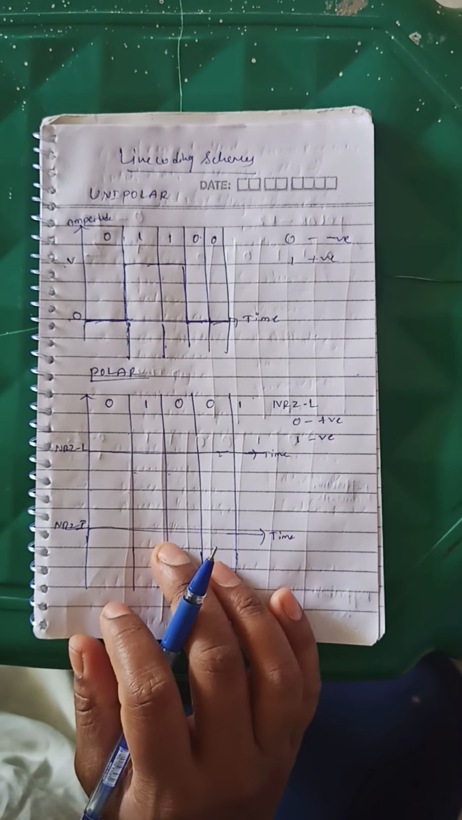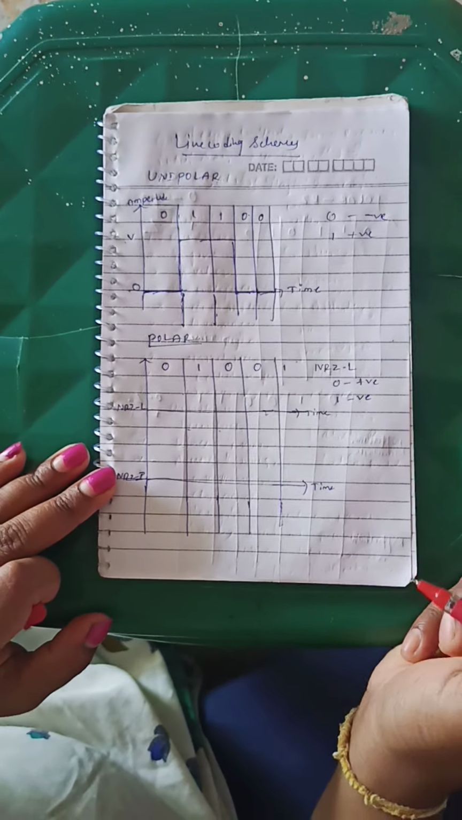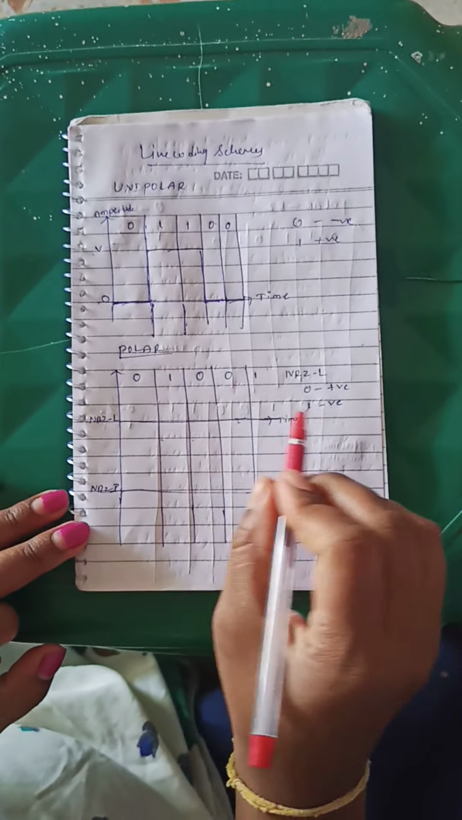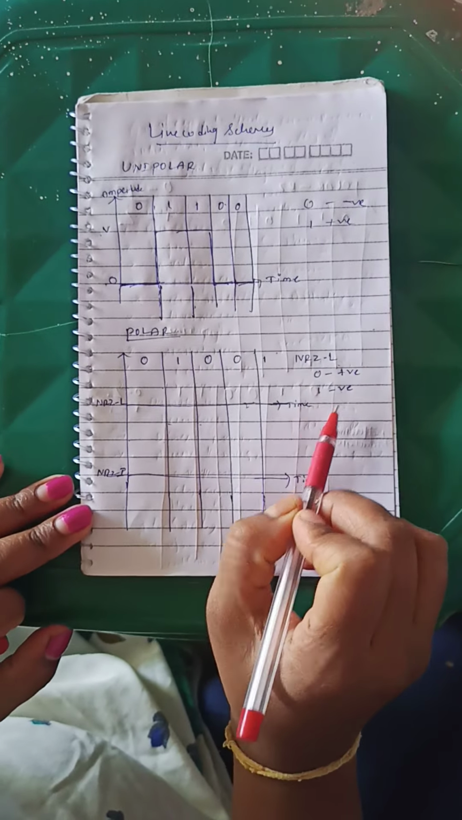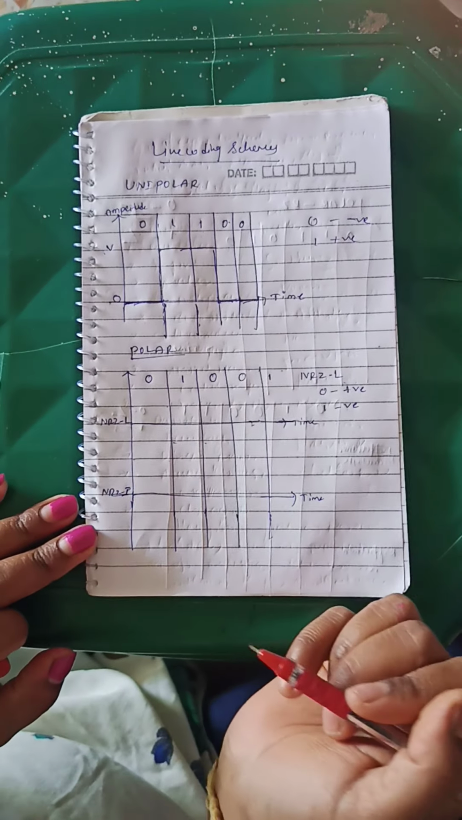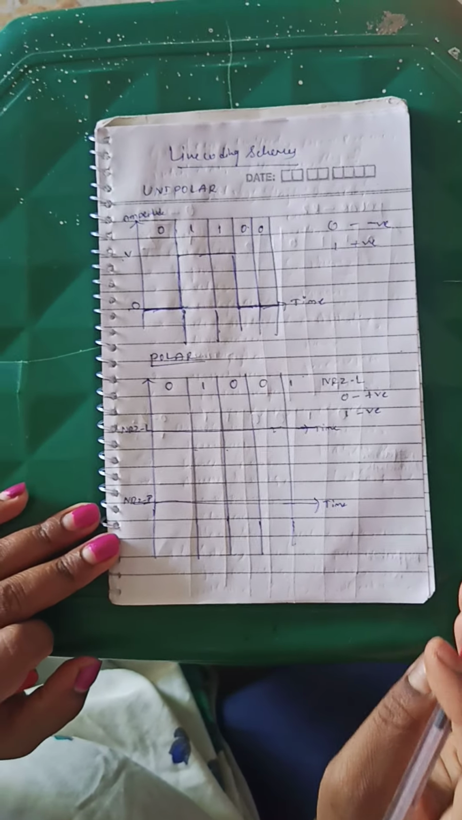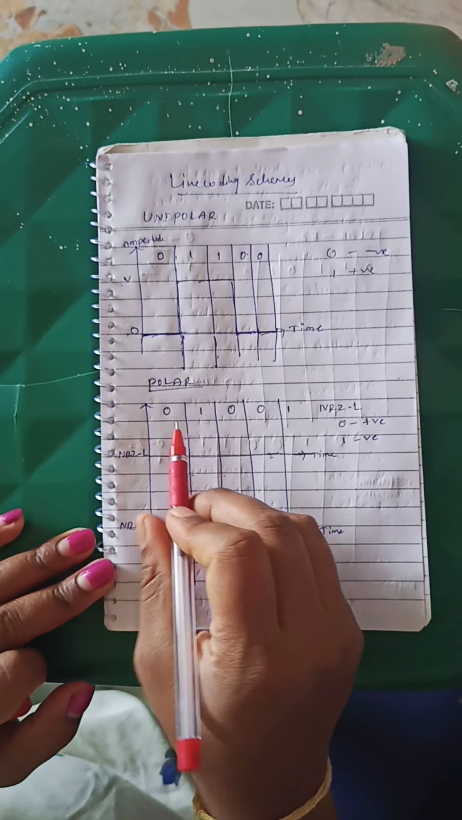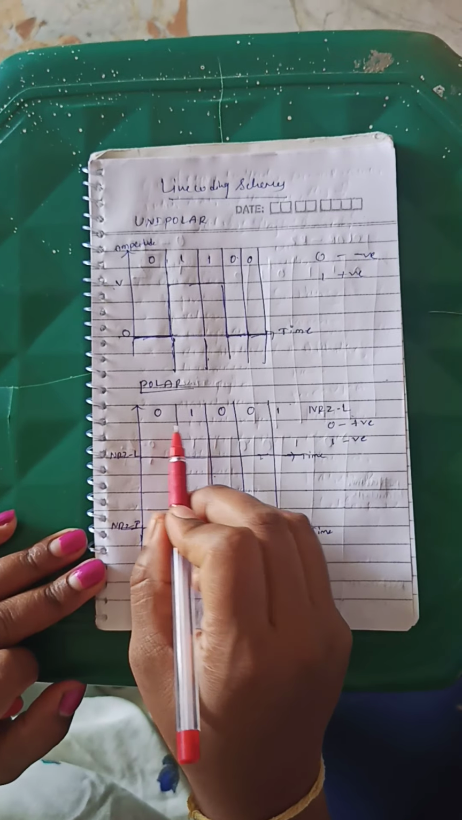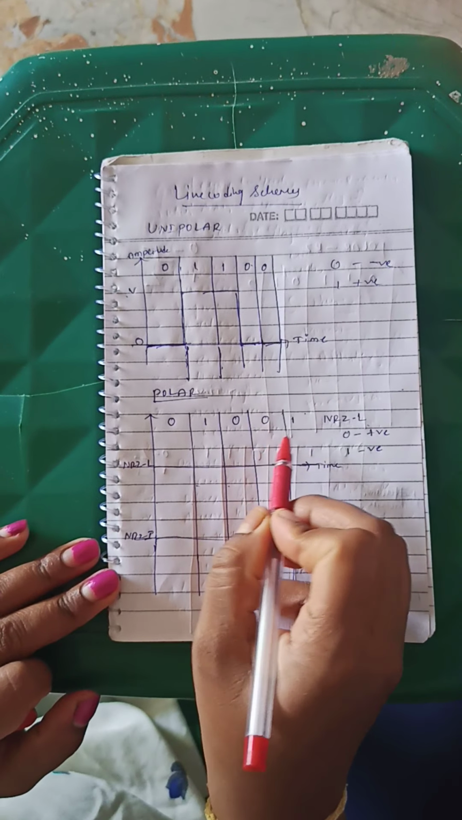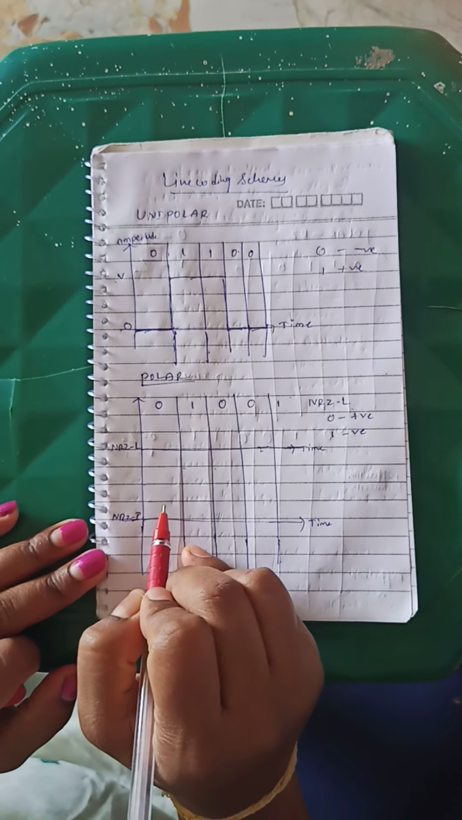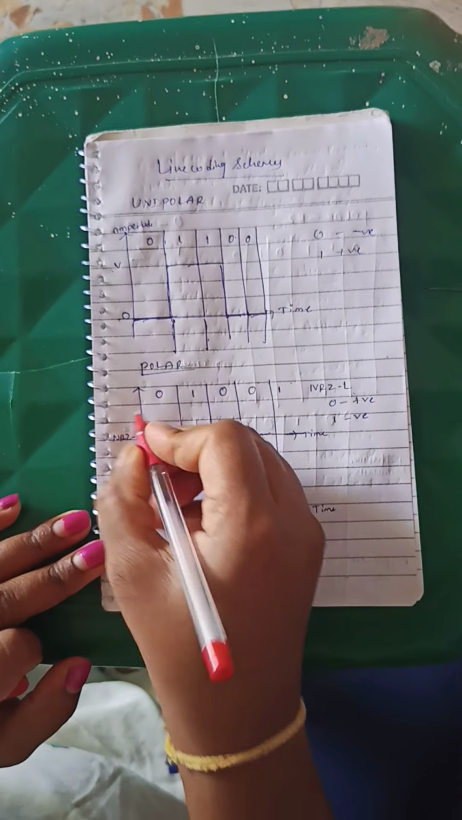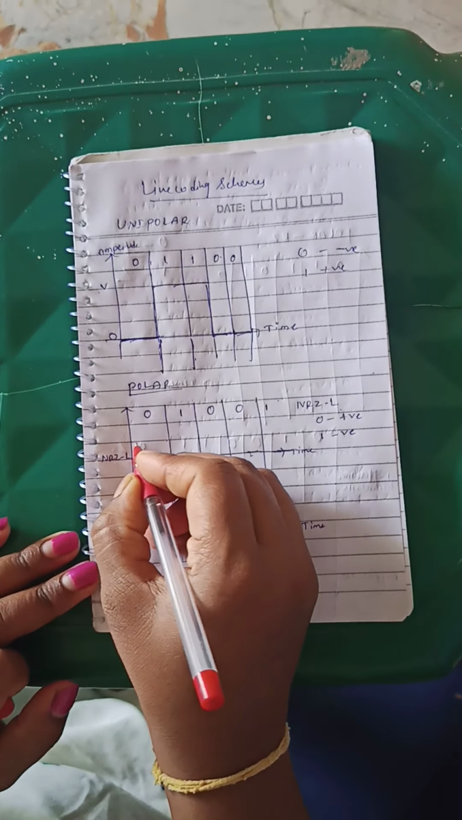Then I'll move on to the polar technique, in that polar NRZ-L and NRZ-I. I said previously that NRZ-L is non-return to zero level. Here, for non-return to zero level, I have taken the bits 0, 1, 0, 0, 1. So if it is 0, what is the voltage? A 0 means it is positive voltage.